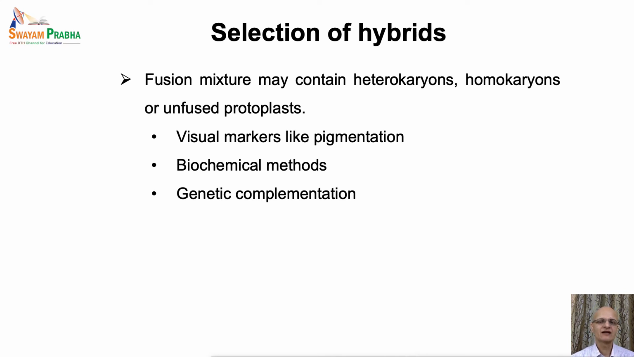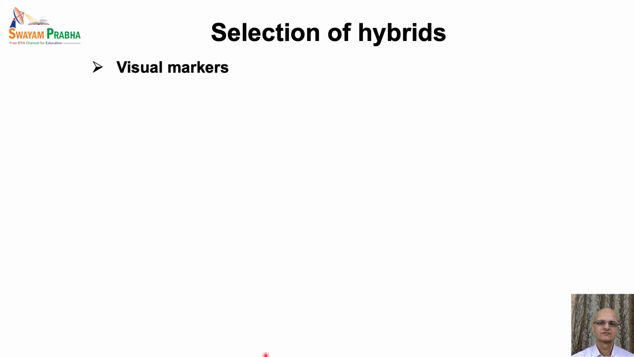Here is a list of various types of markers or methods that have been used for selecting the hybrids. First one is visual markers, like pigmentation or color. Then we have biochemical methods and genetic complementation. So the first one is the visual marker.